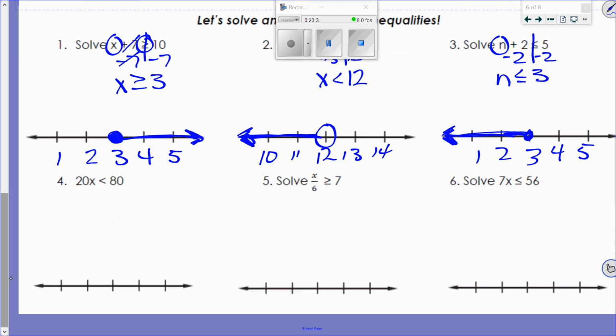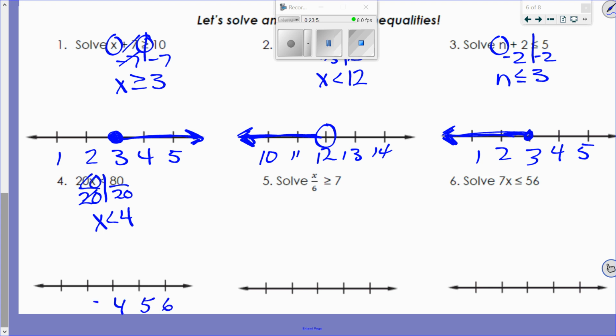Are you guys seeing that this is relatively easy or not? Doesn't matter what my operation is, I'm always doing the inverse operation. So the inverse of multiplying is dividing. I'm going to divide both sides by 20. That becomes 1. 1 times x is x, multiplicative identity property of 1. 80 divided by 20 is 4. So it's going to go around 4.